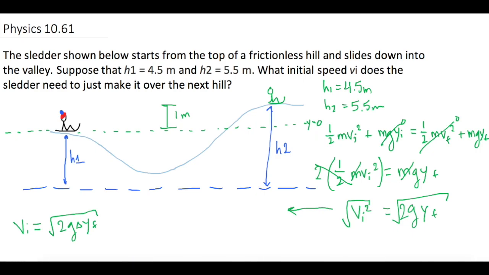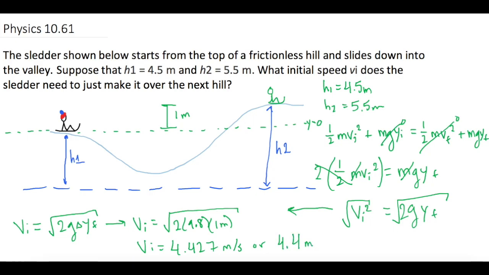Delta y is 1, so really we don't even have to write it if we don't want. So we have v initial is equal to the square root of 2 times 9.8 times 1 meter. And that gives us a v initial of how fast he'll have to go to barely make it over the top of the hill: 4.427 meters per second, or rounded for Mastering Physics, 4.4 meters per second.